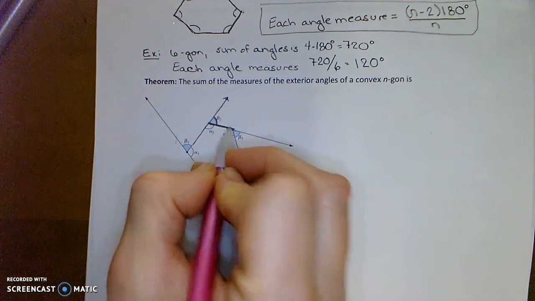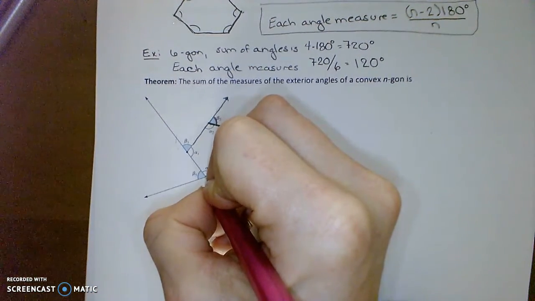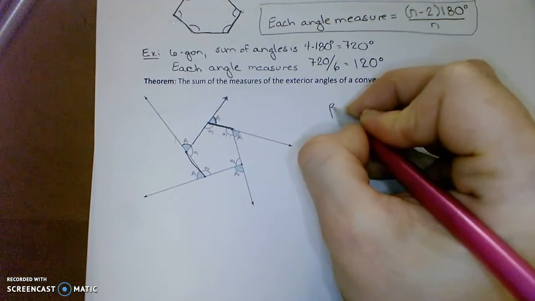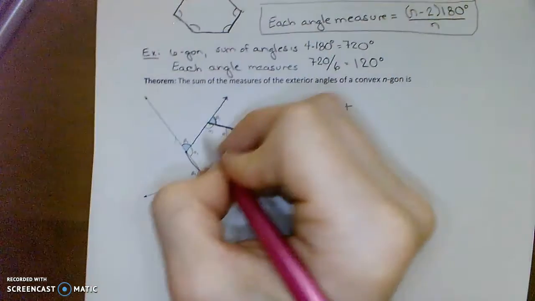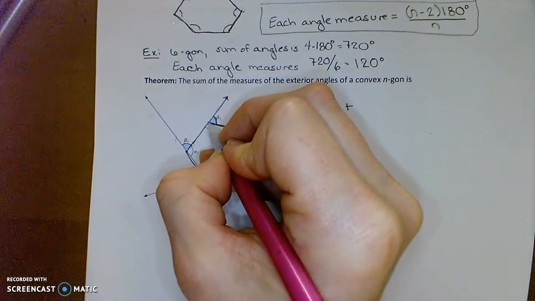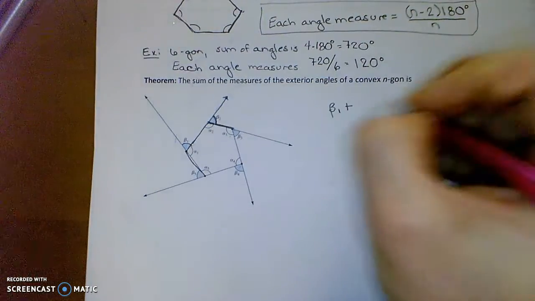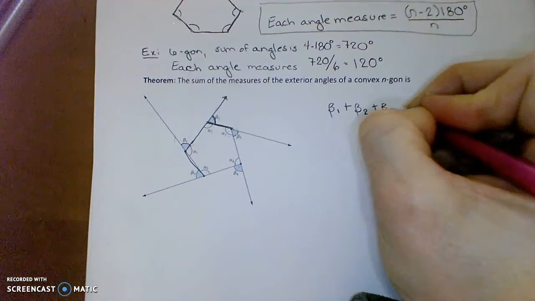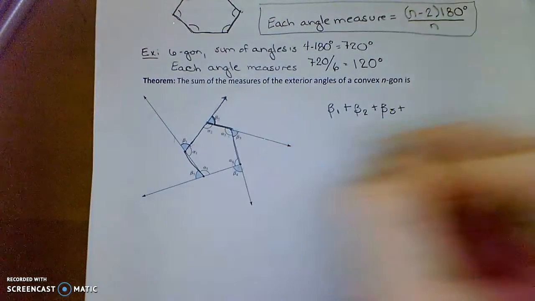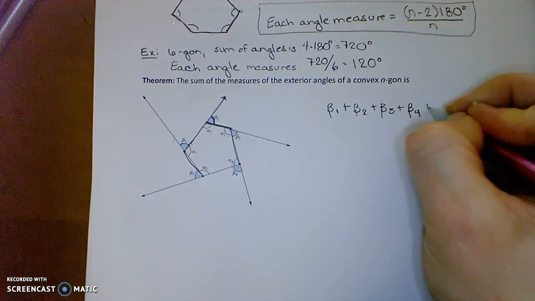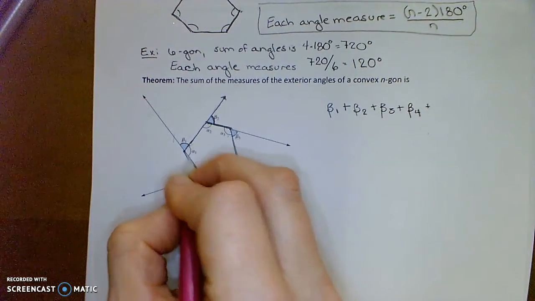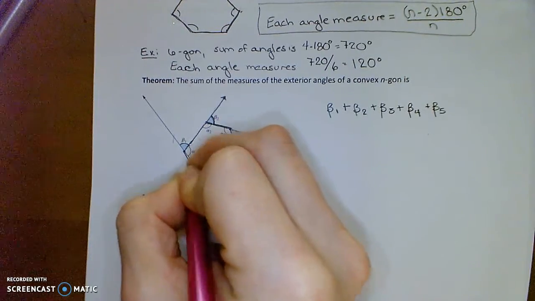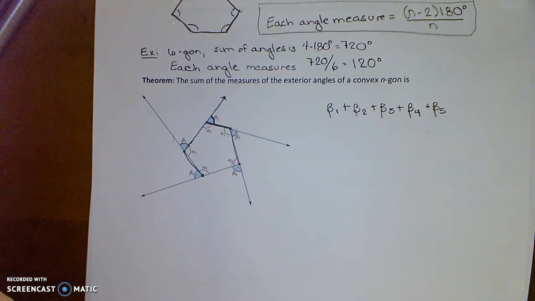So imagine you walk. Well, let's start right here. You walk along the side of your polygon, and then you have to turn by angle measure beta 1. Now you continue walking along this line, and once you get to this vertex, you have to turn by angle measure beta 2. Then you continue walking and you turn by angle measure beta 3. Continue walking, turn by angle measure beta 4. And continue walking, turn by angle measure beta 5. And now you are back where you started in the original direction that you were facing.